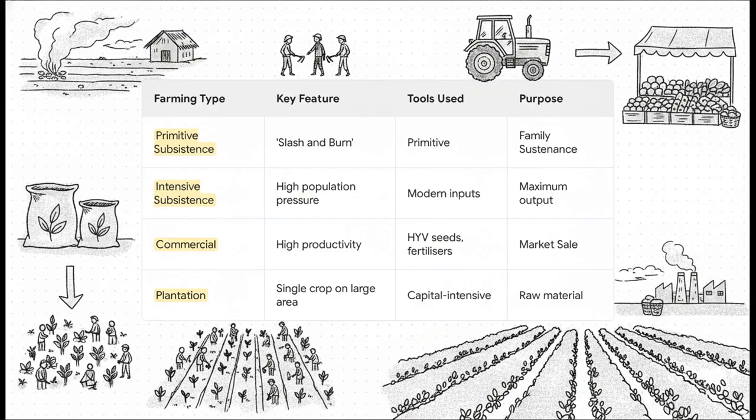Then there is commercial farming. The name says it all, right? Here, the main goal is to sell the crops in the market, so they use things like high-yielding variety seeds to get a big harvest. And finally, there's plantation farming. This is actually a type of commercial farming, but it's unique because a single crop, like tea or coffee, is grown on a very large area, usually for industries.